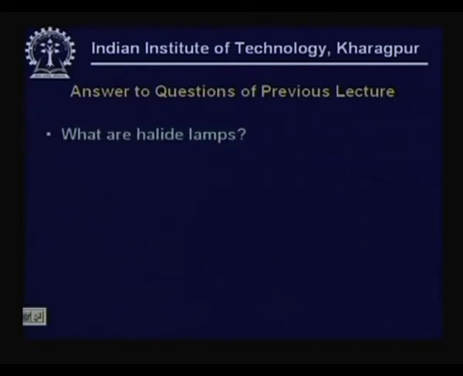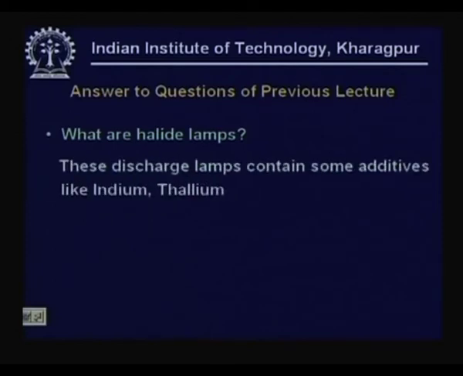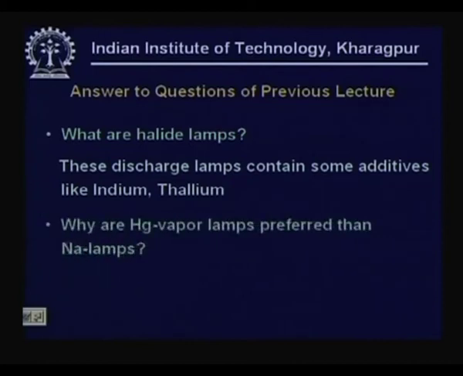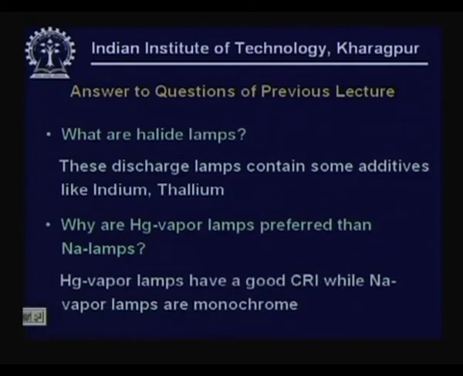Questions asked in the previous lecture, here are some of the answers to them. What are halide lamps? These discharge lamps contain additives like indium, thallium. Why are mercury vapor lamps preferred over sodium vapor lamps? Mercury vapor lamps have good color rendering while sodium vapor lamps are monochrome. However, sodium vapor lamps are being used extensively because of their high utilization of radiation.